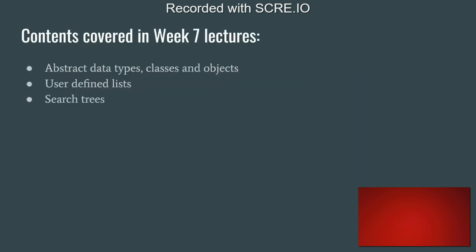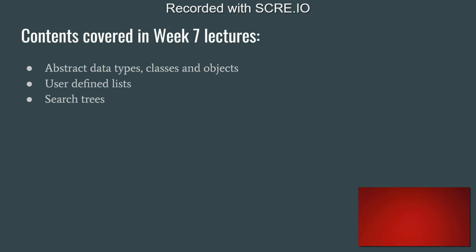So, for these week 7 lectures, Professor has covered the following topics, which are abstract data types, classes, objects, user defined lists, search trees. As we have already seen list in our previous lectures, in this lecture, we will be defining our own list. That is, we will be creating our linked list.